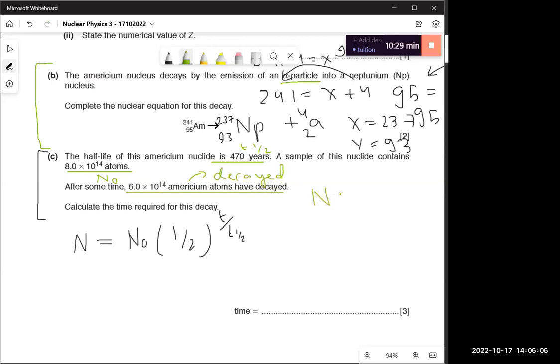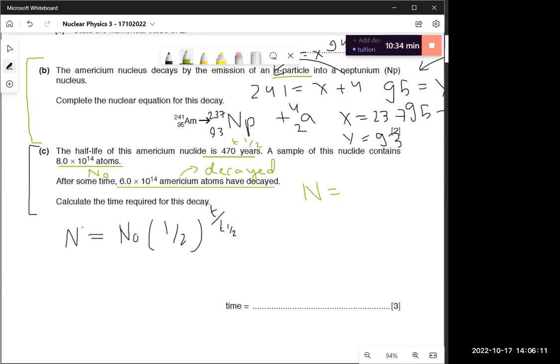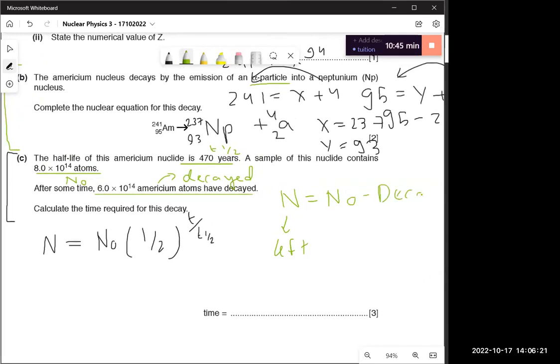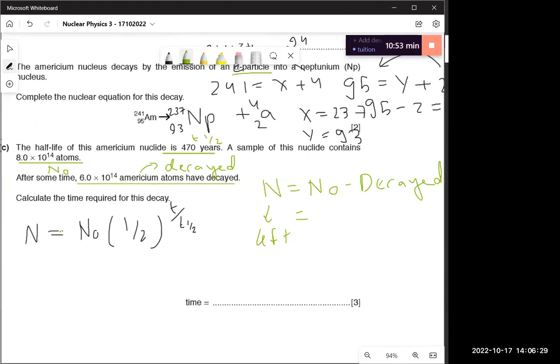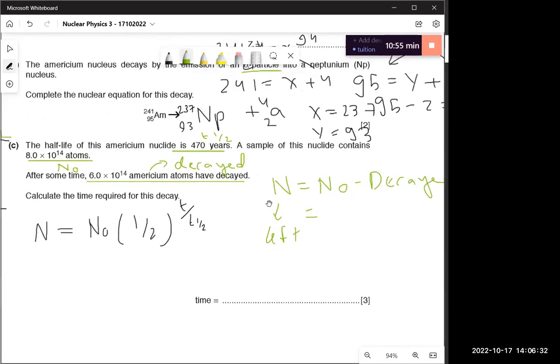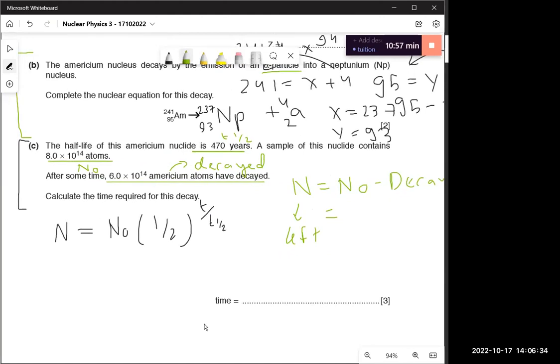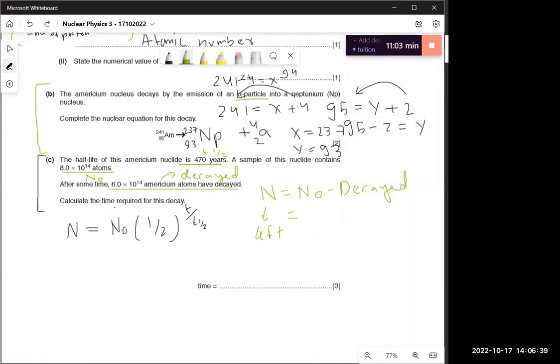So how do I find N? How much is remaining? This is how much I had in the beginning, and this much is gone. So N left is going to be 8, the original minus the decayed, because the decayed particles are gone. So to find how much are remaining, we have two equations. But we don't know the time. Is the time given? No, the time is not given. We have to find the time they're asking us to find. So we can't use this equation, because in this equation we need to know the time as well.